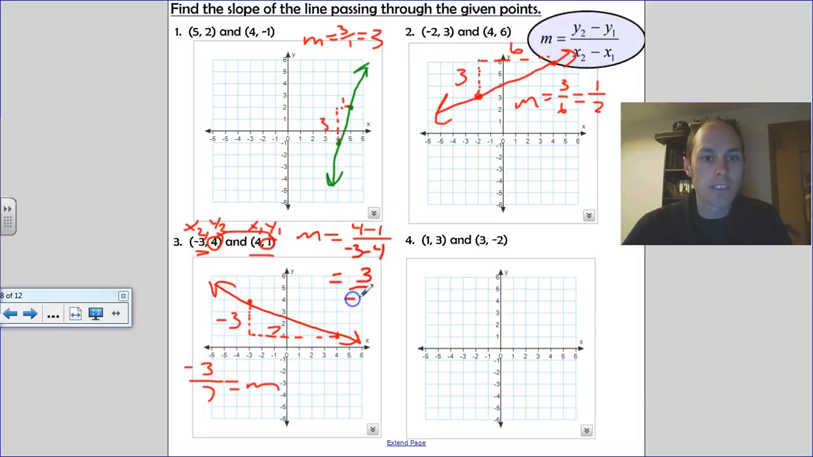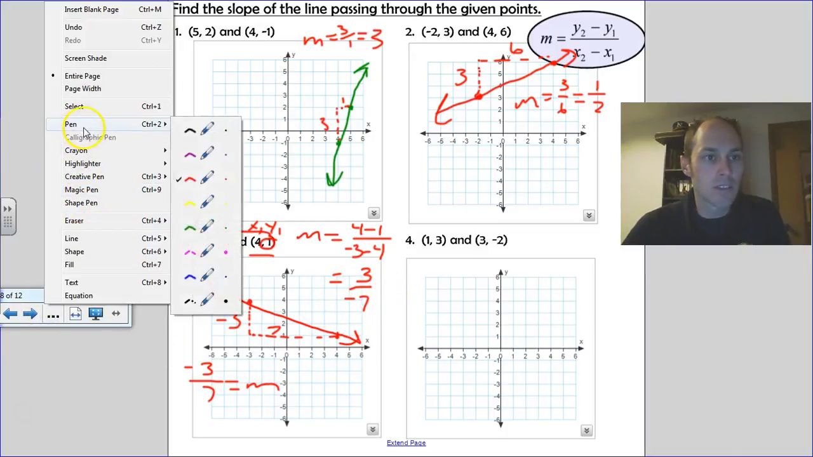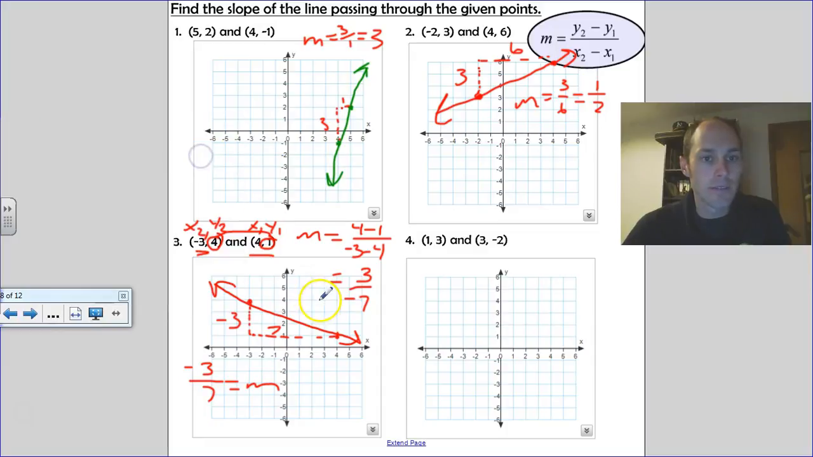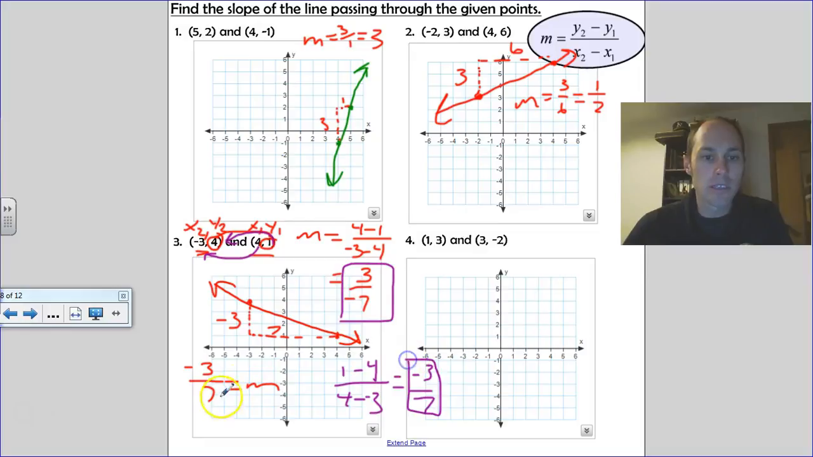-3 minus 4 is -7. Notice if I flip things around, and I'll do that to prove to you that it works. You don't have to take my word for it. If I subtract 1 minus 4 on top, taking those as my y values, since I start here and subtract that y, I need to start with this x, and 4 minus -3. 1 minus 4 is -3, and 4 minus -3 is +7. So notice no matter which method I use, I get a value of -3/7.